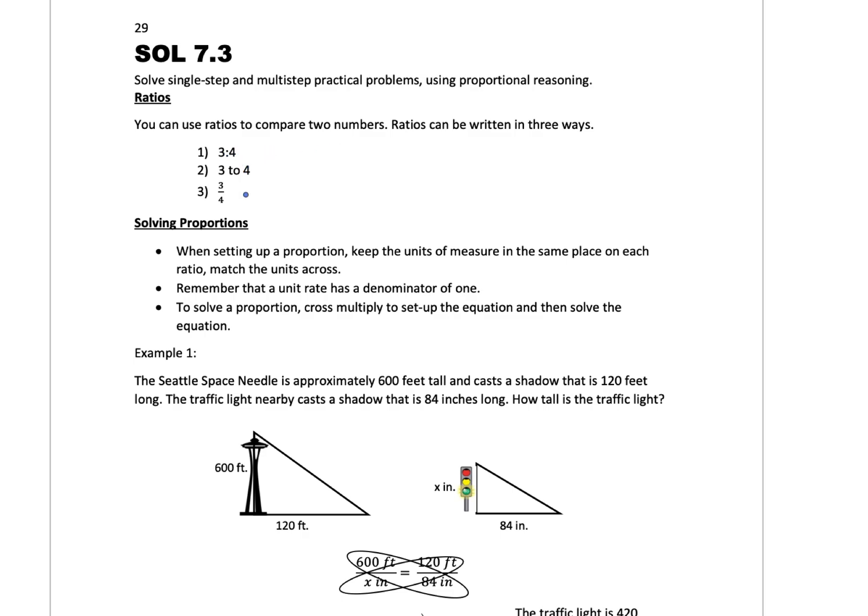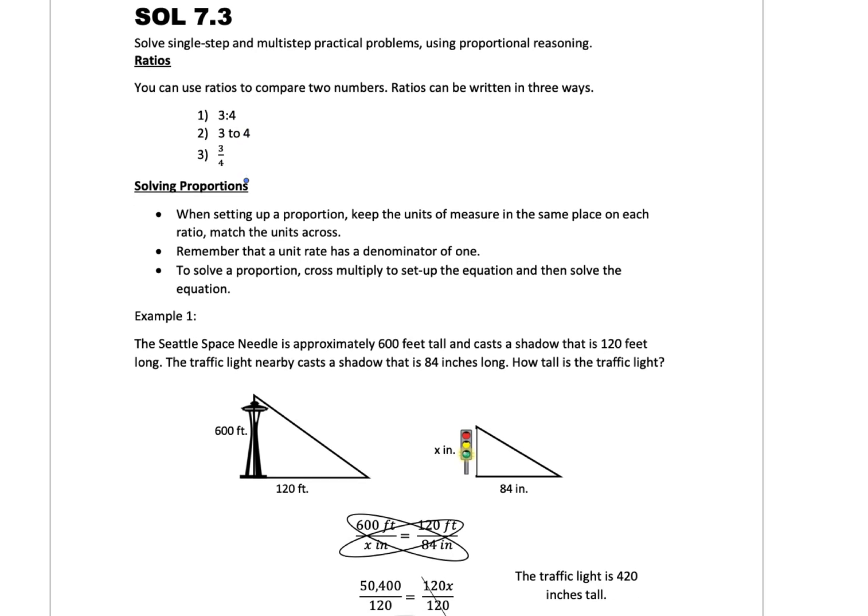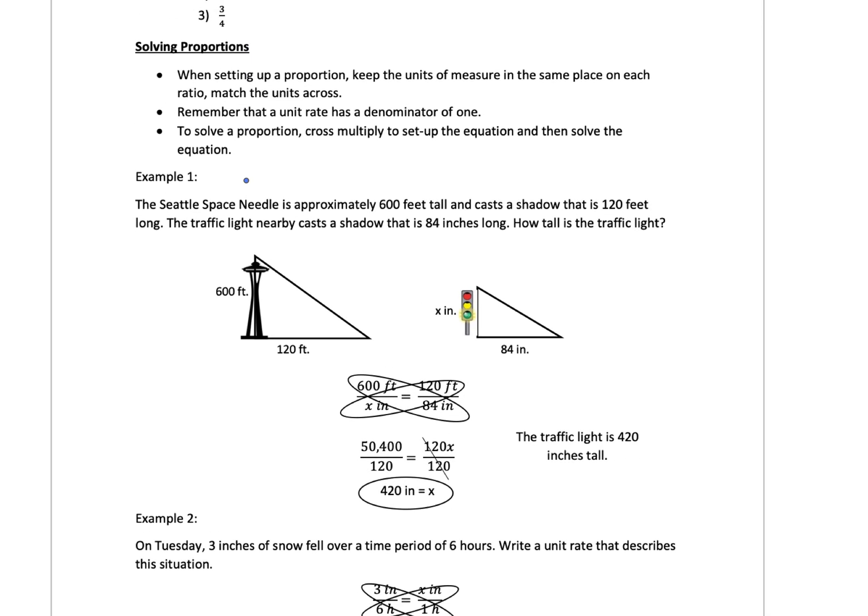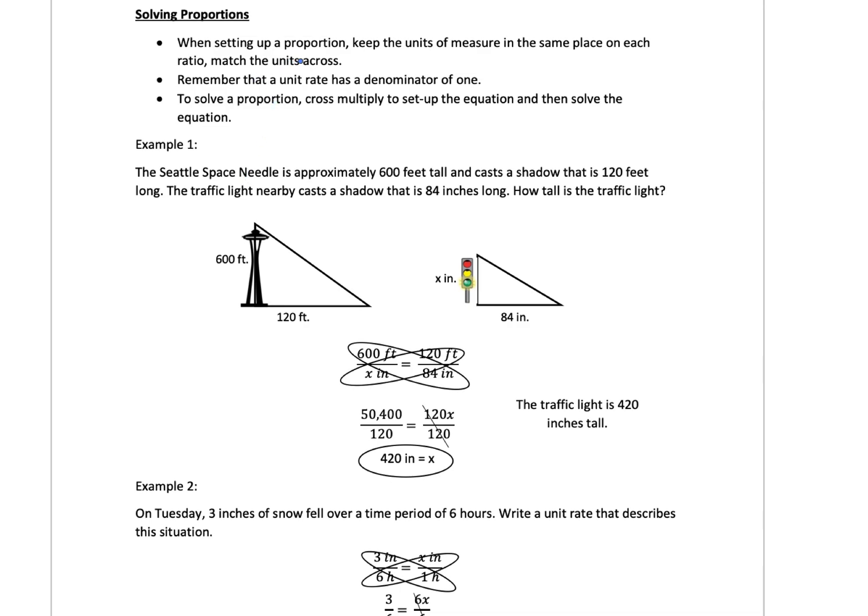they're all listed here. Typically, we'll be seeing them in this fraction form, but the SOL may show you forms like with the colon or with the word "to" in between. So that's just something to look out for. When you solve a proportion, you need to first set it up and keep the units of measure in the same place on each ratio to match the units across.